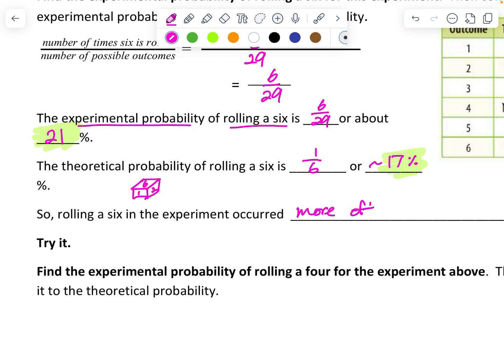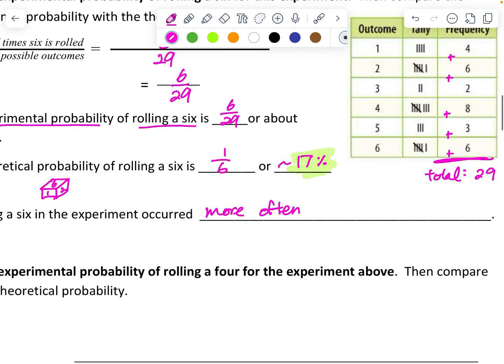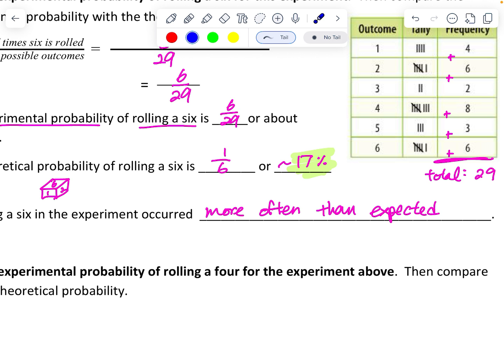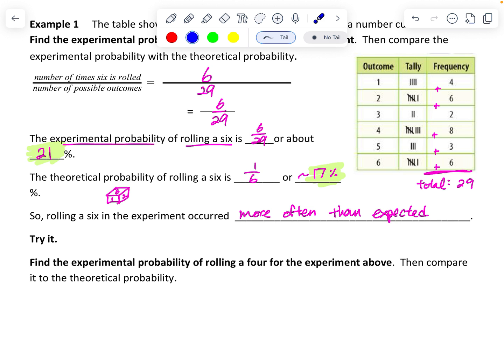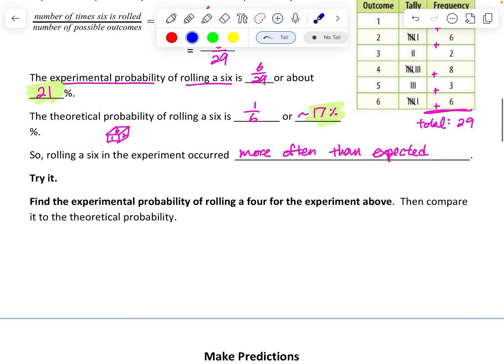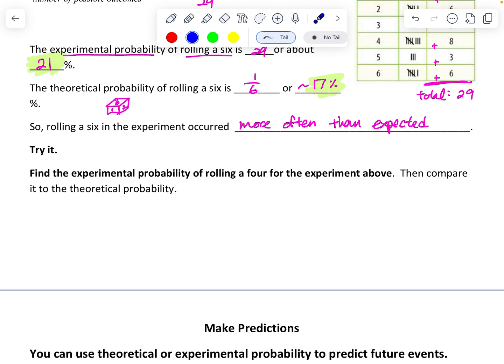More often than expected. Okay, so again, this lesson talks about what's expected. Theoretically speaking, what's expected, but what actually happens in real life. Okay, let's talk about this next one.